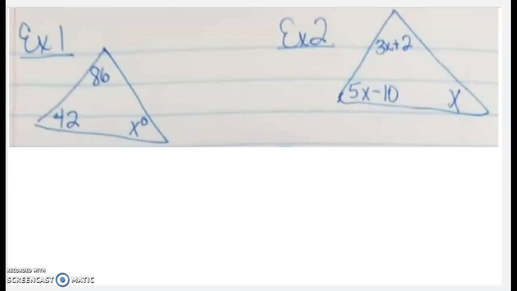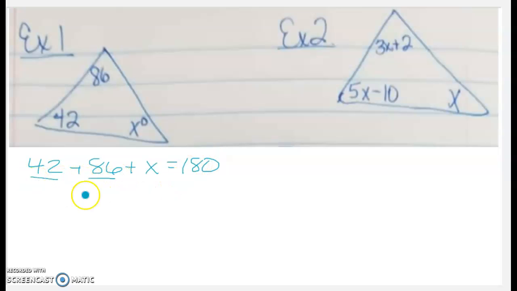Okay, so now we're going to practice. Here we have our triangle sum theorem. I want to find out what the measure of angle X is. So I know that all three angles in a triangle add up to 180. So I'm going to get 42 plus 86 plus X. That's going to add up to equal 180.